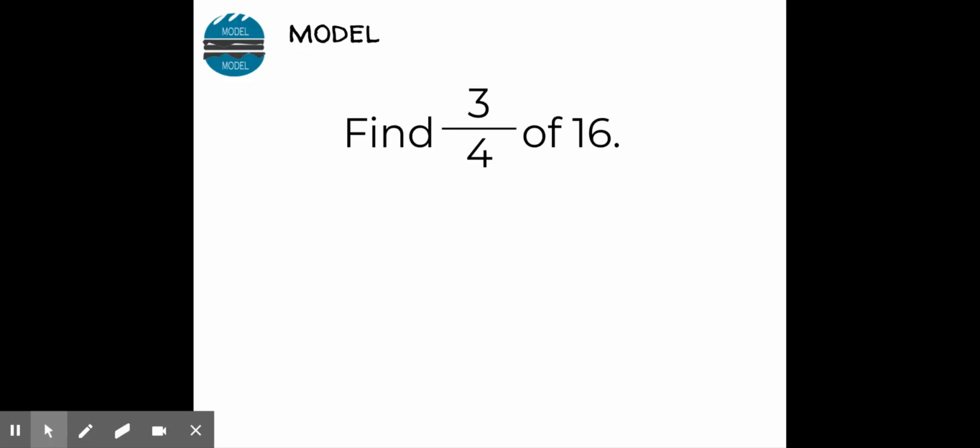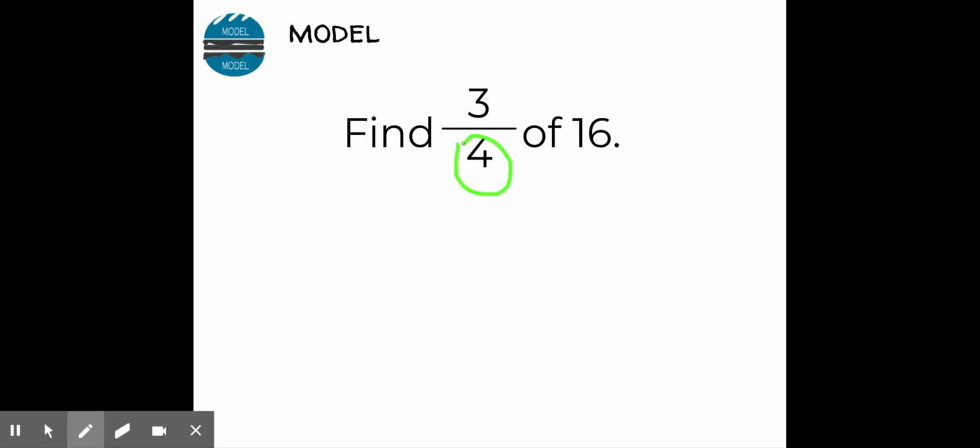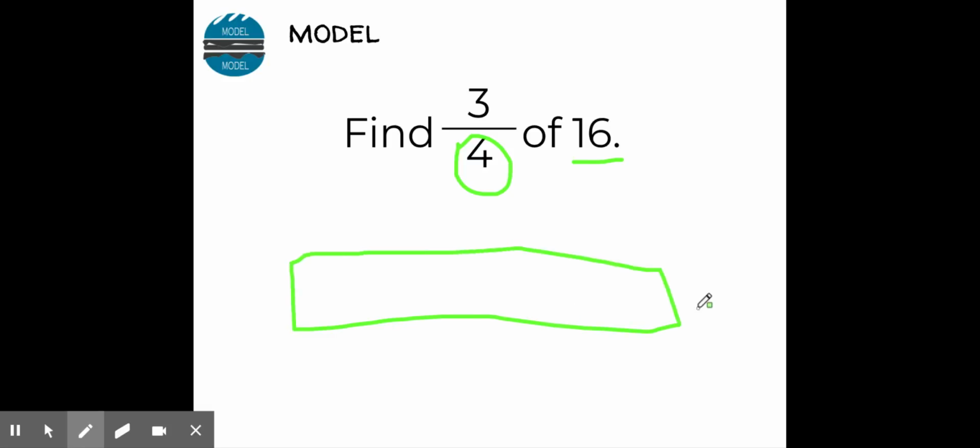So we need to find 3/4 of 16. In order to do this, I need to first identify the denominator. So I'm going to go ahead and use my tools here to draw. My denominator is 4, and my whole number that I'm working with is 16. So I'm going to draw a bar diagram, and excuse my drawing here. And this whole bar represents my whole number, which is 16.